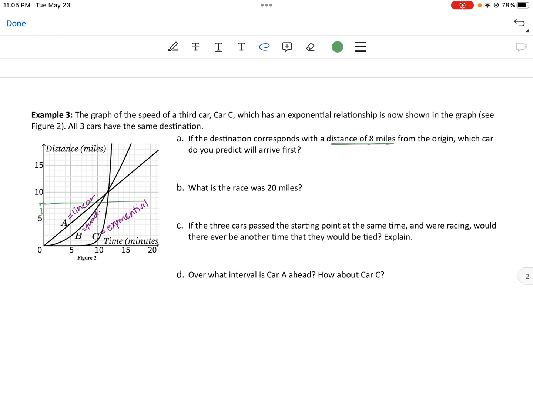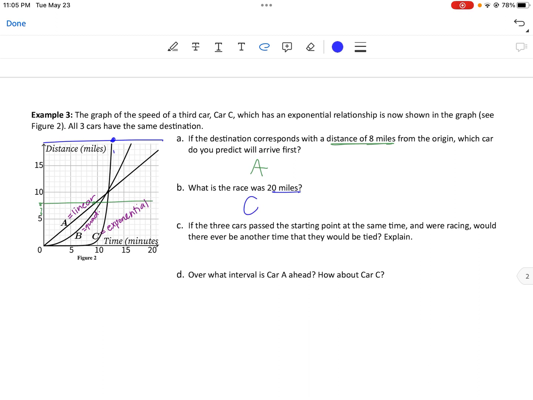So if this is where we're stopping, which car arrives first? It's car A, right? They're the shortest time because they're like what? Between 8 and 9 and 10 seconds, whereas the other people are beyond 10 seconds. However, if I went all the way up to like 20 miles, so I'm up here, who won? At that point, then it's that exponential equation. It's part 3. C, sorry.